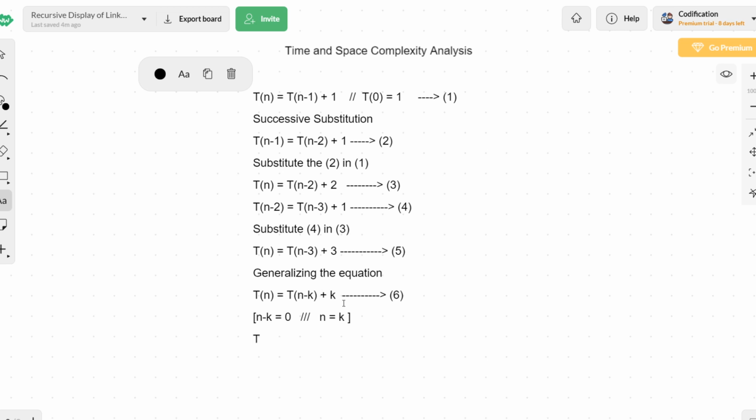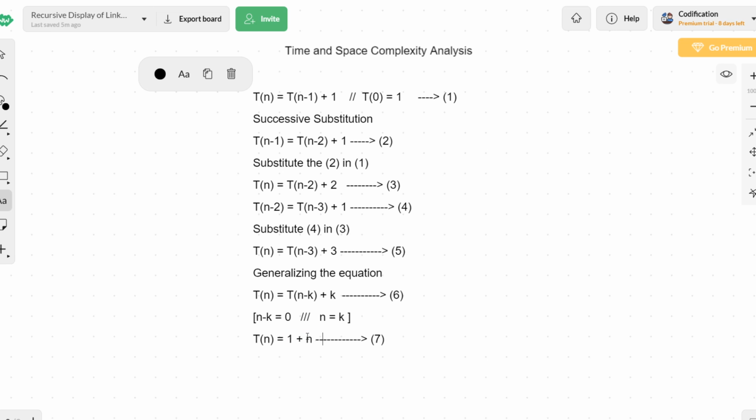So now, instead of k, start substituting the n value. In equation 6, t of n is equal to t of n minus n. Let us take this equation as 7. Now n minus n is equal to 0. What is t of 0? The answer of t of 0 is already 1 unit. So instead of t of 0, take 1. The final equation that we have obtained is 1 plus n.